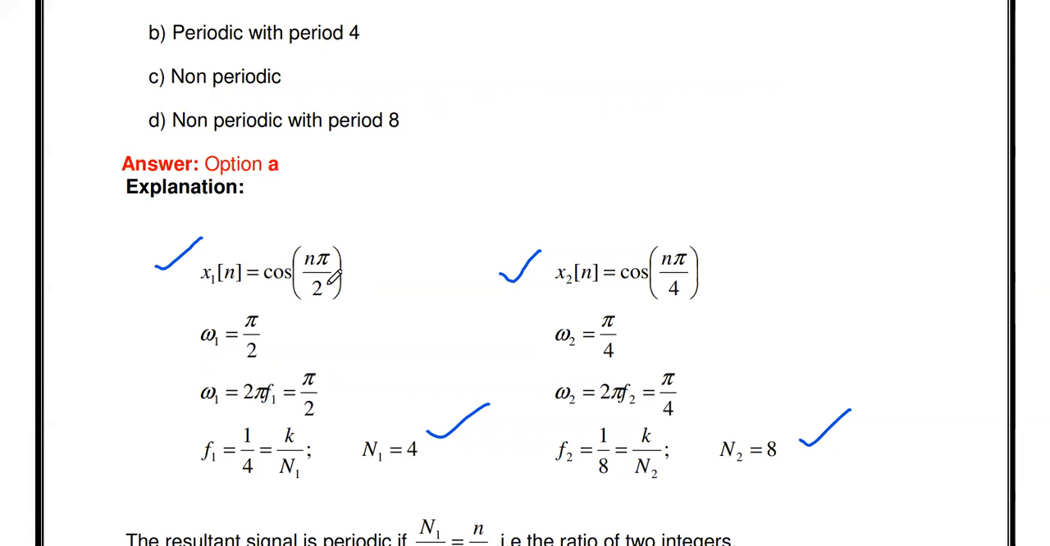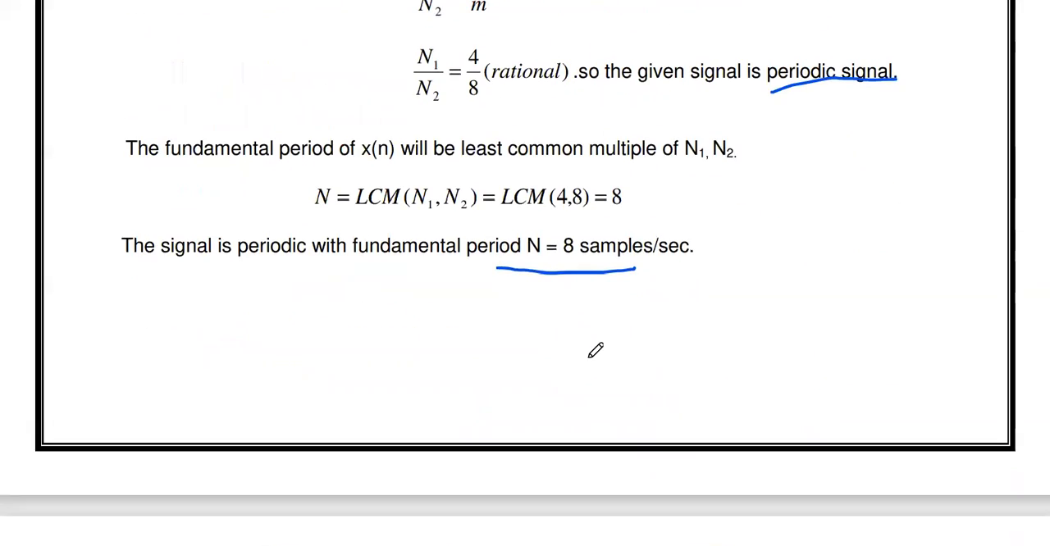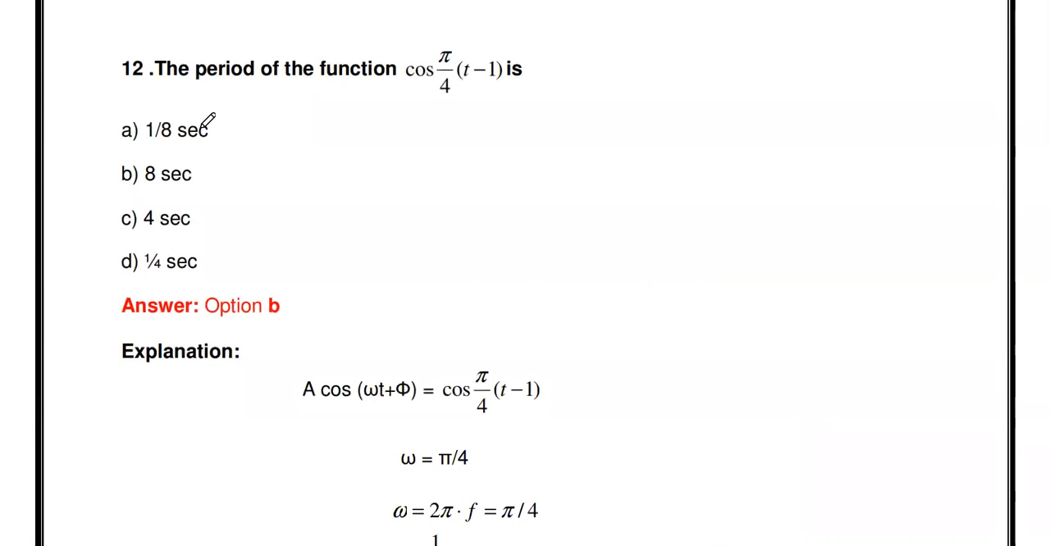Then the next one: the period of the function cos(π/4 (t minus 1)) seconds. What is the given signal? The given signal is a continuous time cosine sequence. So we have to find the time period for the continuous time cosine sequence.